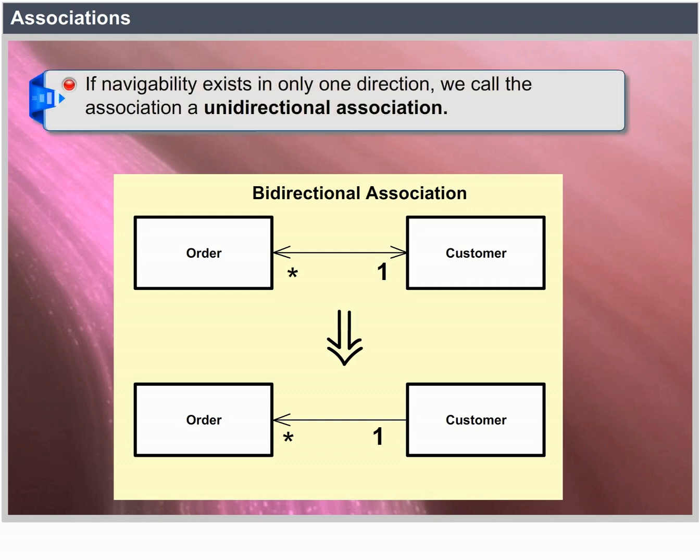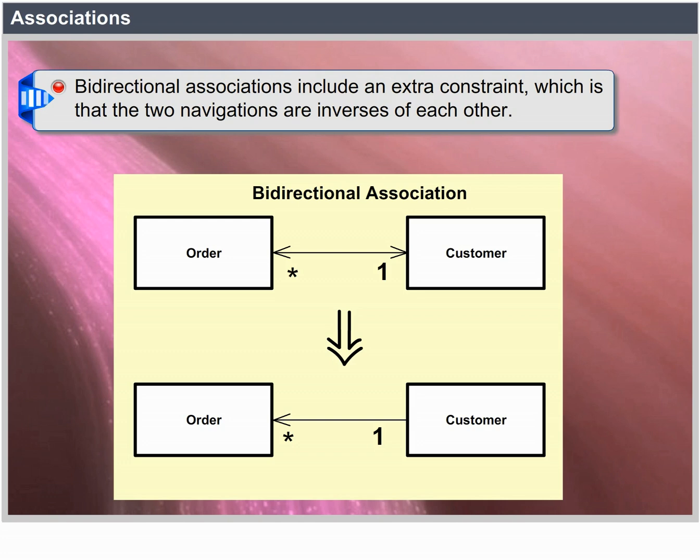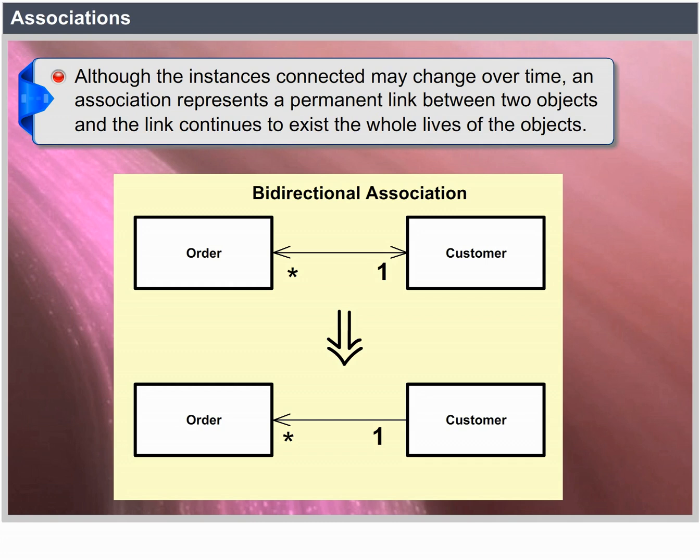If navigability exists in only one direction, we call the association a unidirectional association. A bidirectional association contains navigability in both directions. Bidirectional associations include an extra constraint, which is that the two navigations are inverses of each other. Although the instances connected may change over time, an association represents a permanent link between two objects, and the link continues to exist the whole lives of the objects.